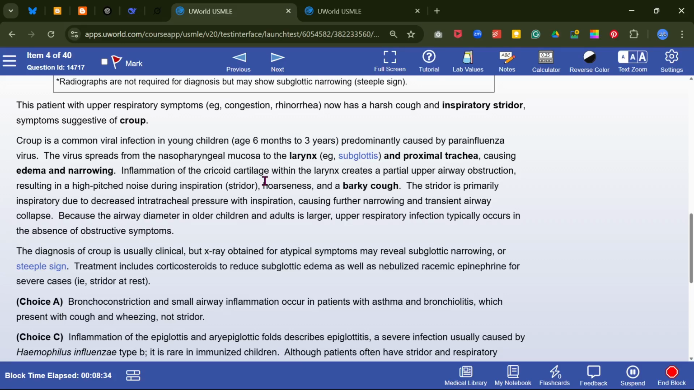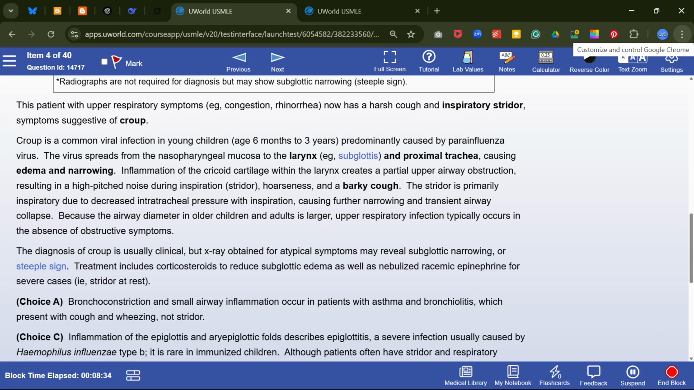This patient with upper respiratory symptoms, congestion, and rhinorrhea now has harsh cough and inspiratory stridor. Symptoms suggest croup. Croup is a common viral infection in young children 6 months to 2 years, predominantly caused by parainfluenza virus.